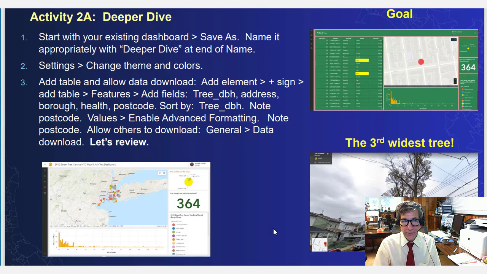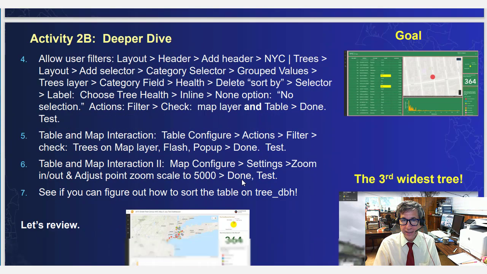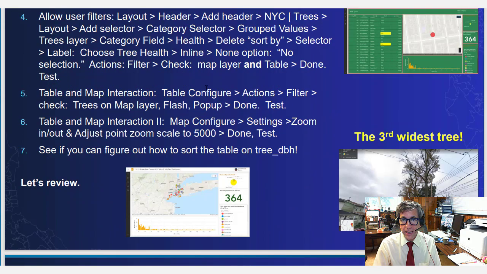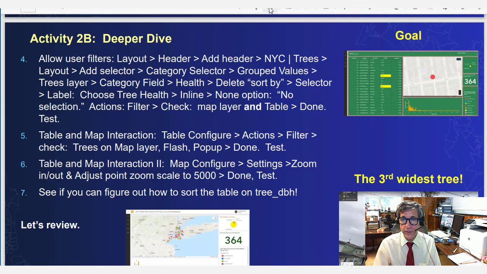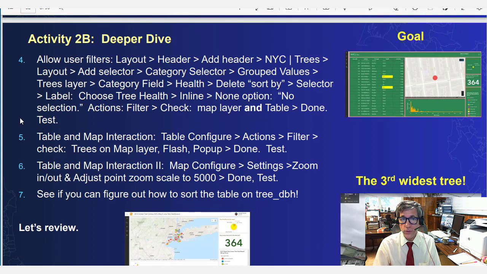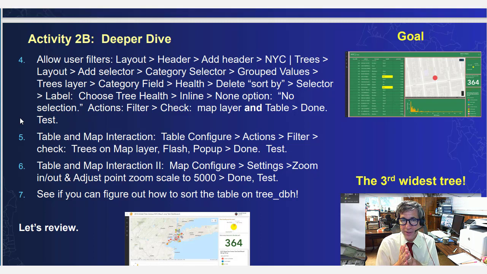Let's dig a little deeper now. Okay, let's dig a little deeper, and let's do this. Let's have a deeper dive, and here, let's go ahead and do the following. Allow user filters. Ooh. Let's also do some table and map interaction. Okay. Let's also be able to dig a little deeper into interacting with the map and the table, and then sort the table on the tree height, or actually the tree diameter breast height, so the width of the tree. All right, let's do that in this next segment.